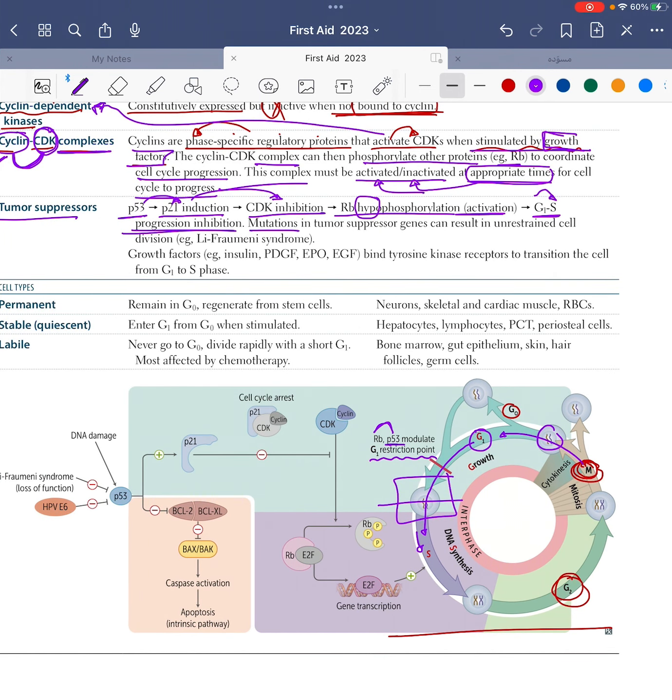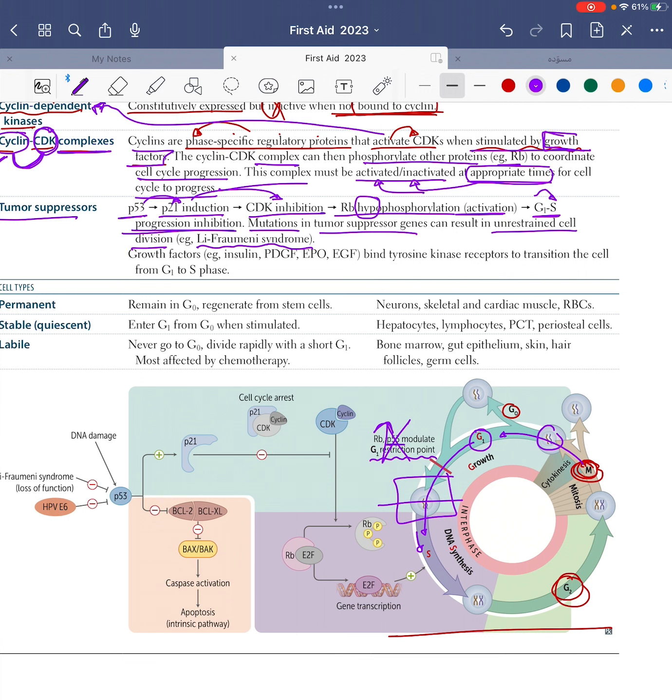So, of course, a mutation in the tumor suppressor gene, a mutation of the regulator of this point, results in unrestrained cell division. So the cell keeps dividing, 1 and 2 and 3 and 4, until we have some kind of tumor or whatever, but it's not normal. An example is Li-Fraumeni syndrome.